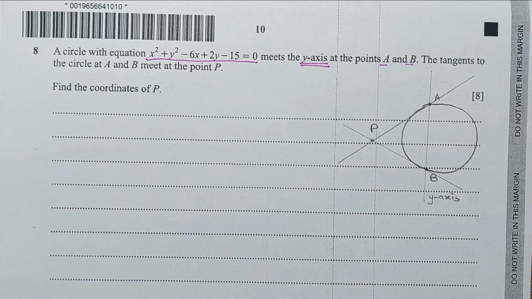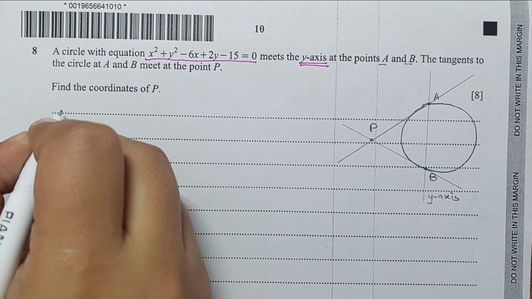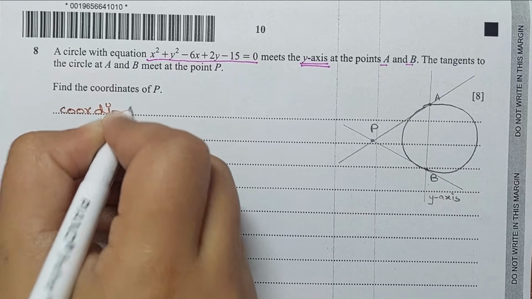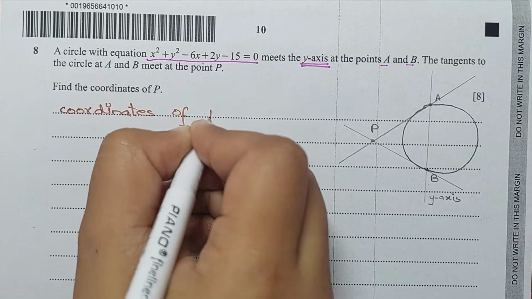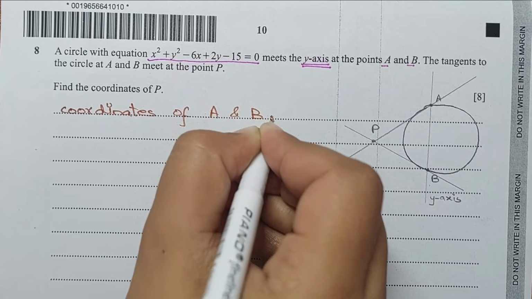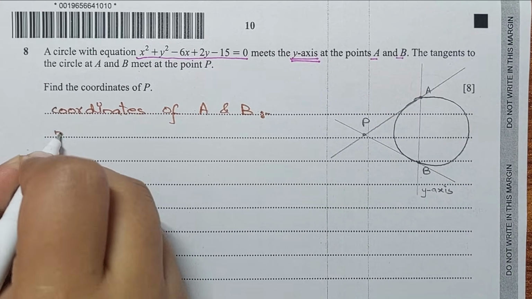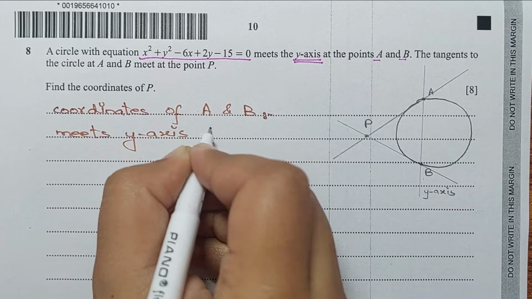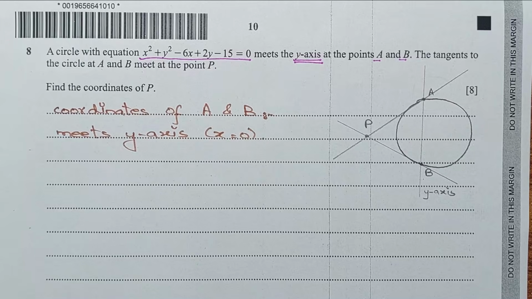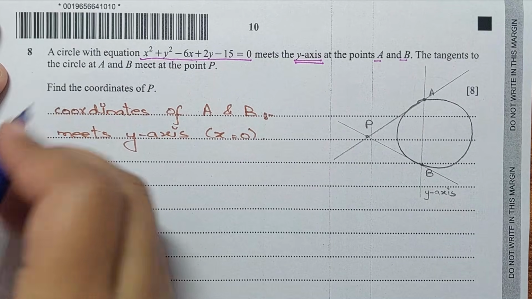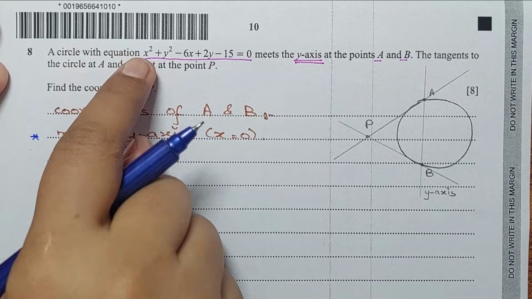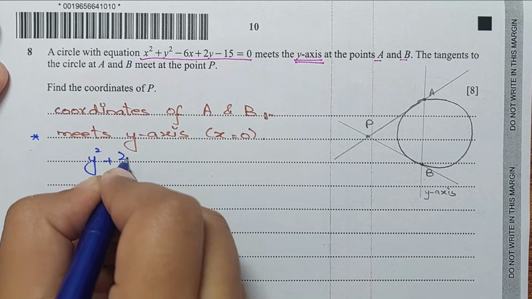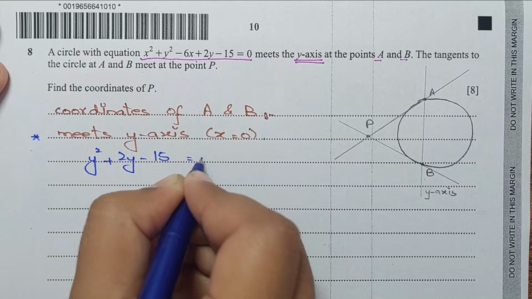Okay, so let's start with the coordinates of A and B. The circle meets the y-axis, which means x should be equal to 0. If the circle meets the y-axis, x should be equal to 0 in the whole circle equation. So with x as 0, we have y square minus 6 times 0 plus 2y minus 15 equals 0.